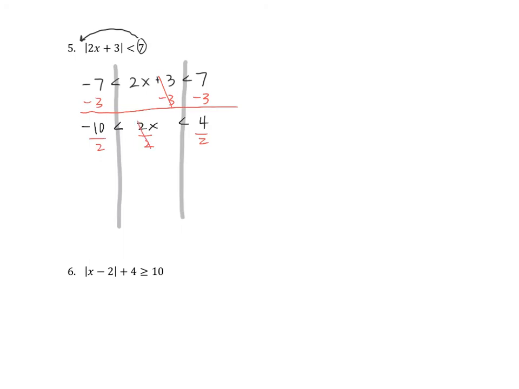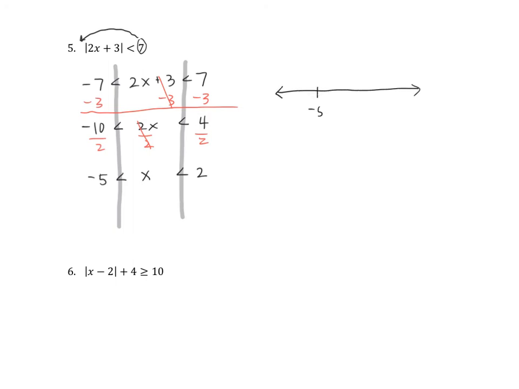We're dividing by a positive, so we don't need to flip the inequality symbols. So we will have negative 5 is less than x is less than 2. All right, so that's the solving part. We did that. Now we want to represent that on a number line.